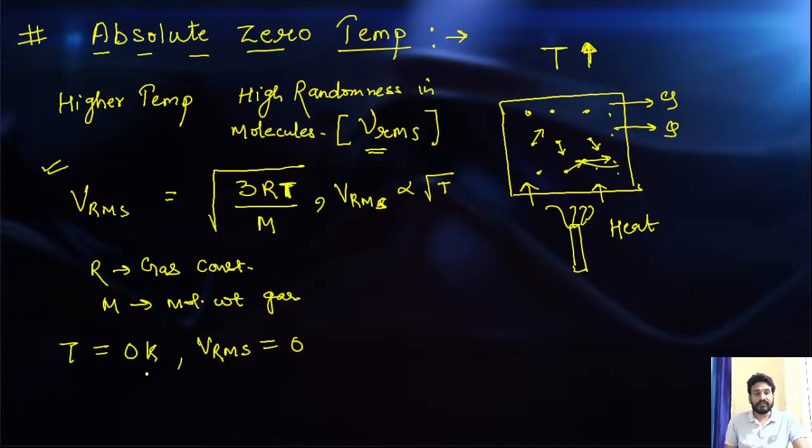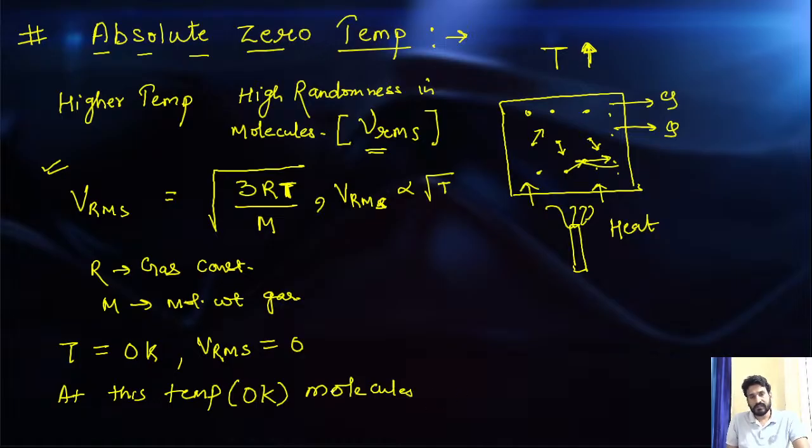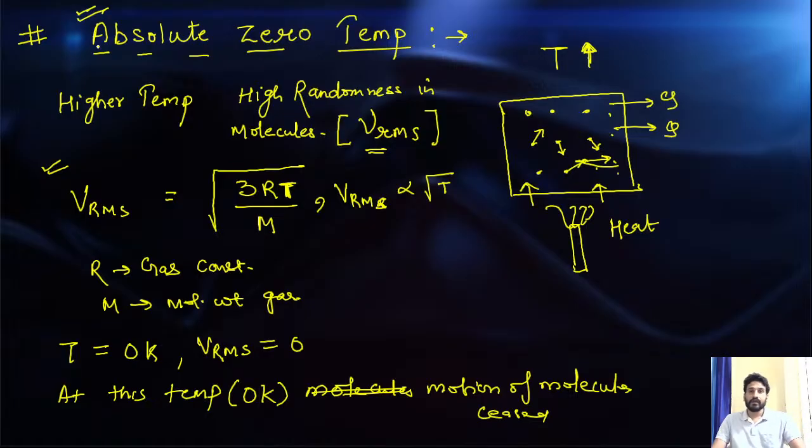So at 0 Kelvin, this is not 0 degrees Celsius. Absolute zero temperature is 0 Kelvin. Is it clear to you? So at this temperature, which is my 0 Kelvin, the motion of the molecules ceased. So this is called my absolute zero temperature. So what is the definition of absolute zero temperature? The temperature at which motion of the molecules is ceased.